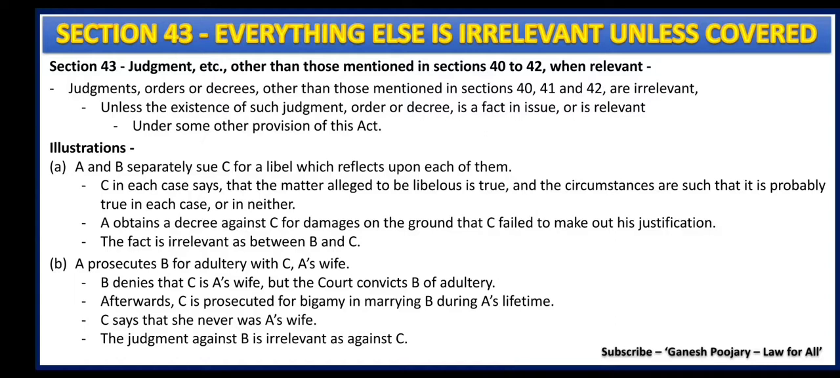Now, if that is being proved that Mr. A and Mrs. C are not husband and wife, in that case, whatever judgment was given against B in the previous case becomes irrelevant, because when there is no husband and wife relationship between A and C, there is no question of adultery coming in. That is how the previous judgment becomes irrelevant. I hope that is very clear.